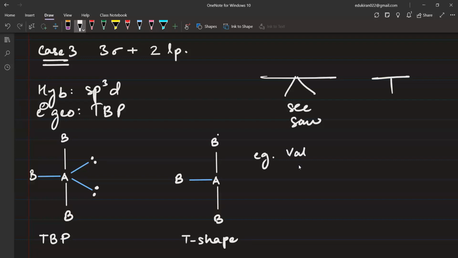So valence electron in A. Tell me, you say it now. Valence electron in A: number of bonds plus number of lone pair electrons. Add them up and tell me, what is the number of valence electrons here?